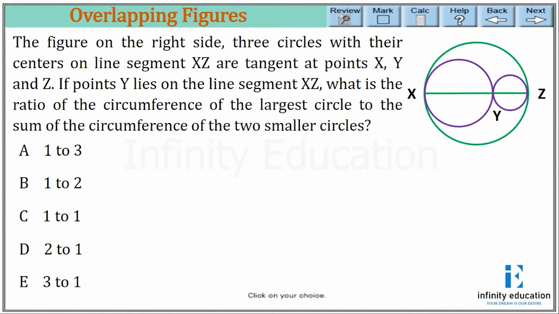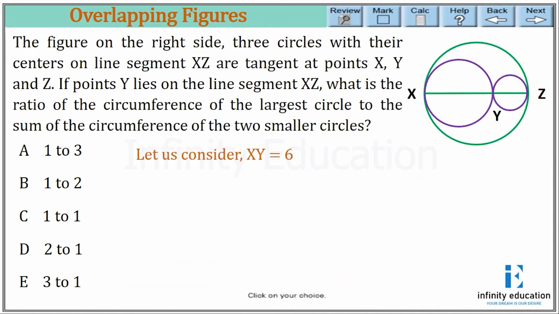The figure on the right side: three circles with their centers on the line segment XZ are tangent at points X, Y and Z. If point Y lies on the line segment XZ, what is the ratio of the circumference of the largest circle to the sum of the circumferences of the two smaller circles? So much information.